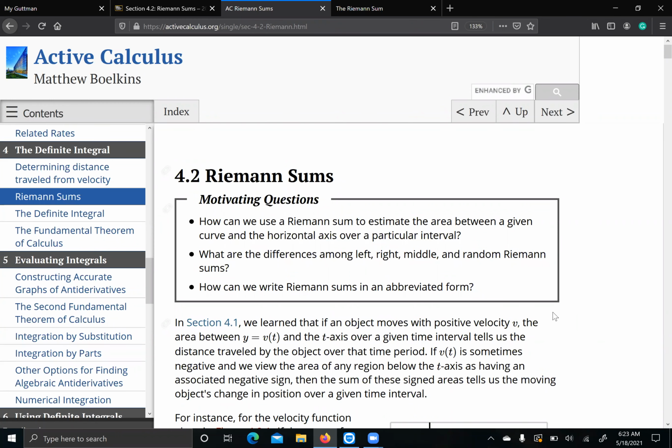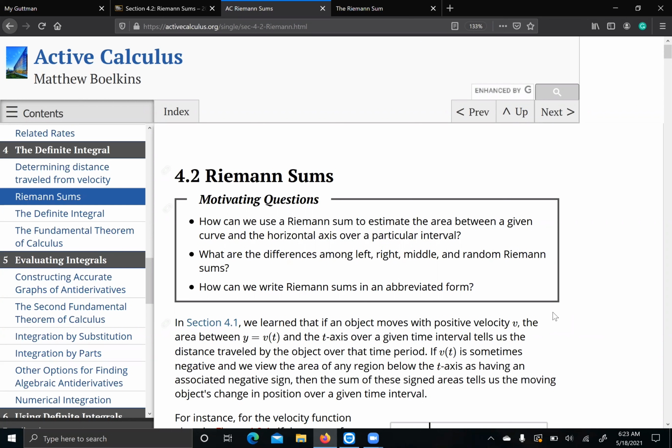In this video, we are going to start chapter 4 by looking at Riemann sums. We are going to introduce Riemann sums in order to get to the concept of the integral.